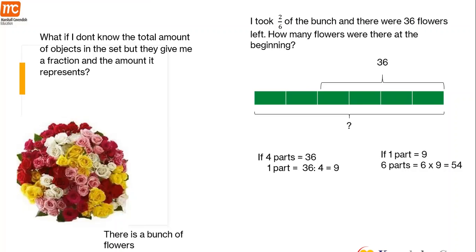And I know 1 part equals 9. If 1 part equals 9, then to know the total amount of the 6 parts altogether, I just need to multiply 6 times 9. Why? Because I have 6 parts and each part equals 9. So 6 times 9 equals 54. And now I know that there were 54 flowers in the bunch at the beginning.